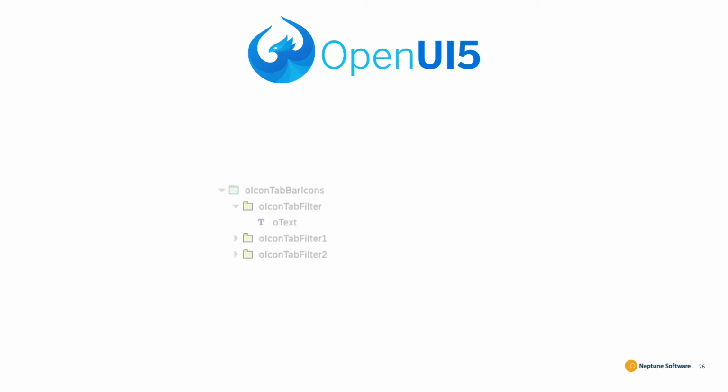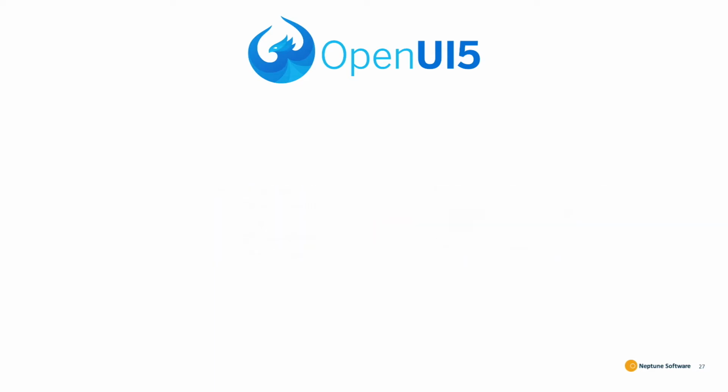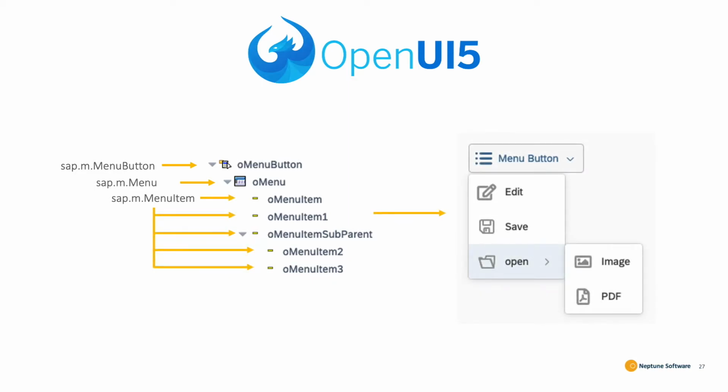Here we have an icon tab bar with 3 icon tab filters, one of which contains a text component. In this example, we have a menu button which contains a menu component as a child, and then within that there are 5 menu item children, even with 2 of them as subchildren to a parent menu item. This produces this menu button, which reflects the same structure.